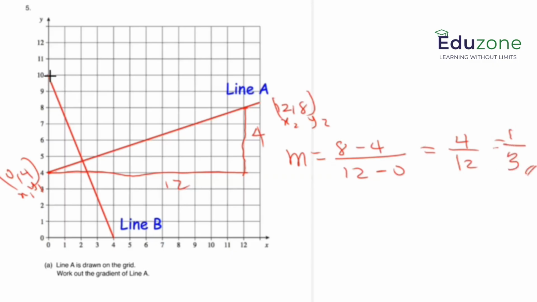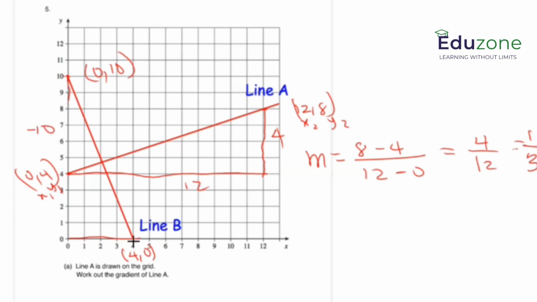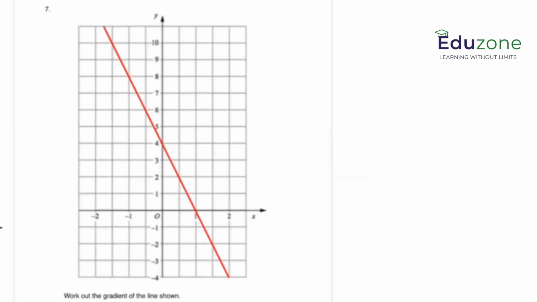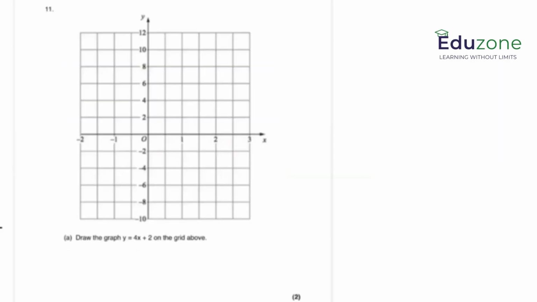For B, it's a negative graph coming down, while this one is rising up. So I just pick this point and this point. For B, this point is x is 0, y is 10, and for this, x is 4, y is 0. The distance from here down, because the graph is coming down, is minus 10. And the distance here is 4. So your gradient here is minus 10 over 4. That's minus 2.5. That's the way to calculate the gradient when you are given a graph.